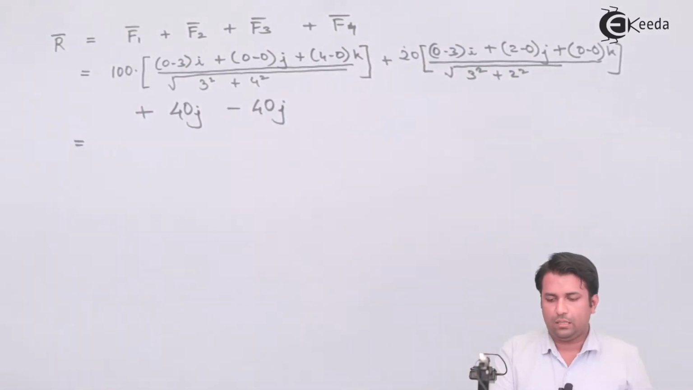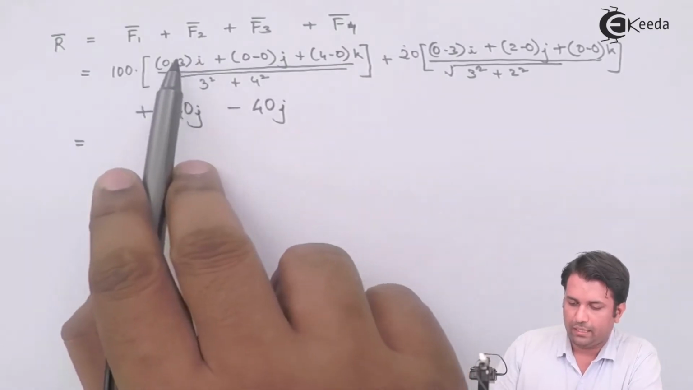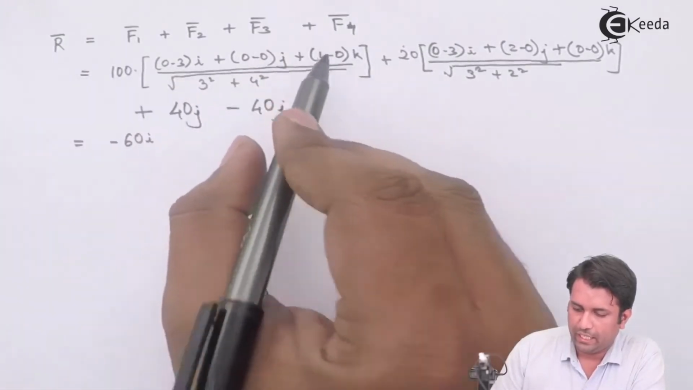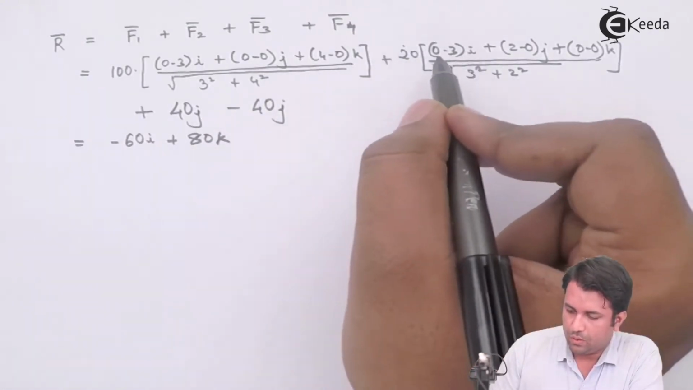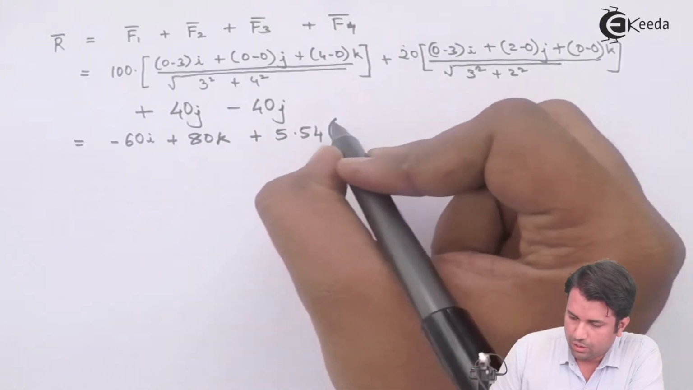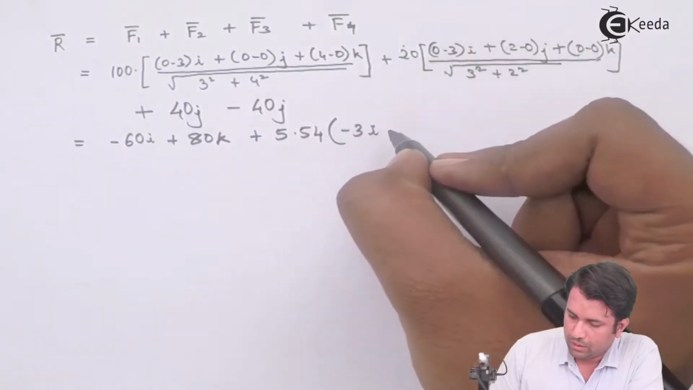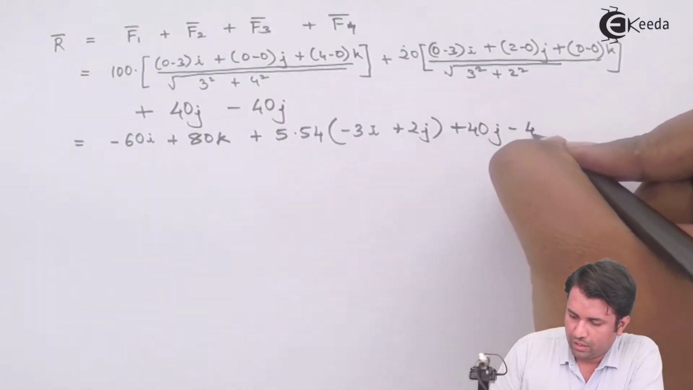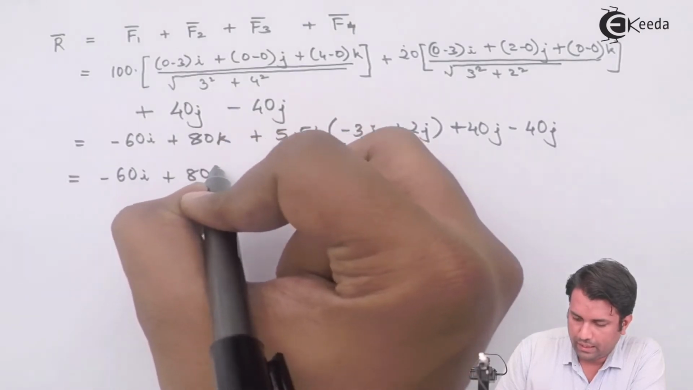So the magnitude of AE will be 5, and 100 by 5 is 20. 20 into minus 3 will give me minus 60i. This will be 20 into 4, so that will be 80k. Then plus 5.54 into minus 3i plus 2j, and F3 and F4 will be as they are, 40j and minus 40j. So minus 60i plus 80k.